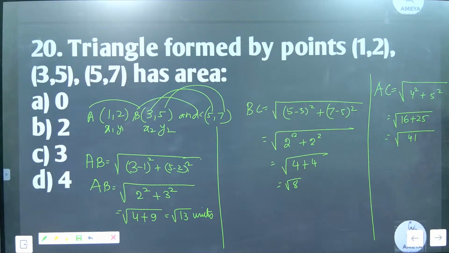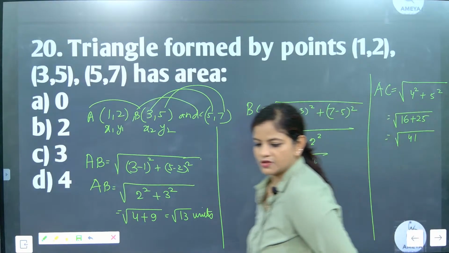Now come on, go for it. 4 squared is 16, 5 squared is 25. Come on, go for this question.